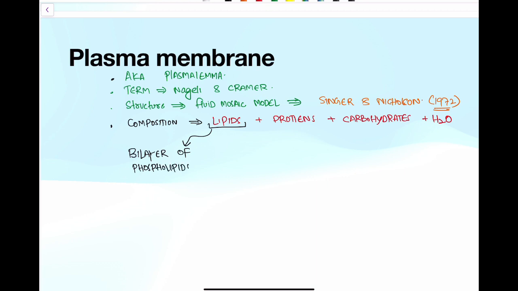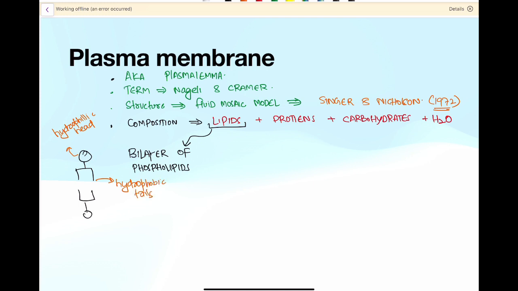Phospholipids, and a phospholipid molecule is like this. It has these two ends. This is the bilayer. This is the head, the hydrophilic head of the phospholipid molecule, and these are hydrophobic tails. You must note that the tails are embedded inside while the head is projecting outside.